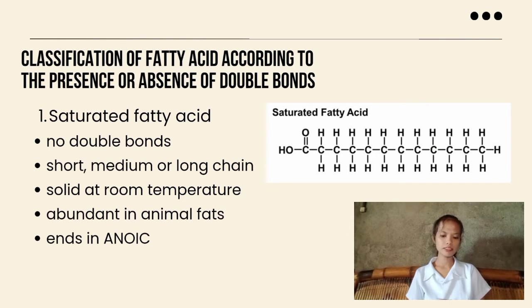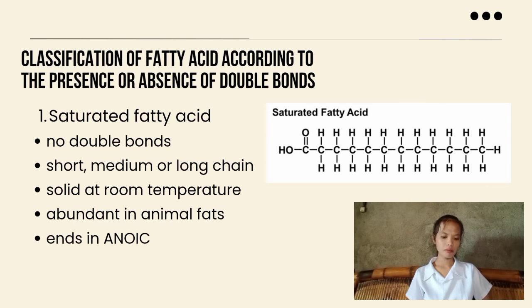First one, this saturated fatty acid has no double bonds. Like what I said before, straight lang siya. I mean, tig-isa lang talaga yung line niya. Double bond means a type of chemical bond in which 2 electron pairs are shared between 2 atoms. They may be short, medium, or long chain fatty acid. Solid at room temperature. Again, it is solid at room temperature. They are abundant in animal fats.